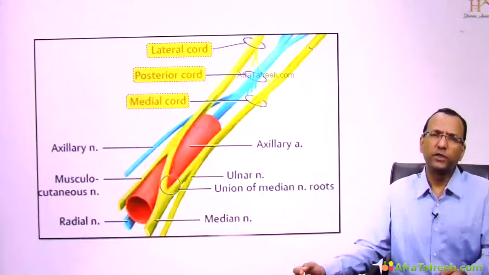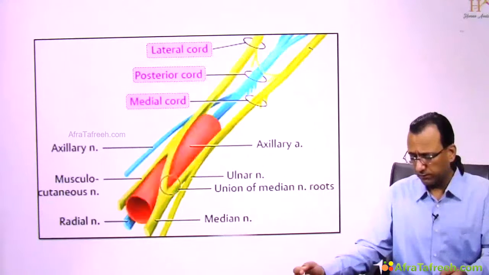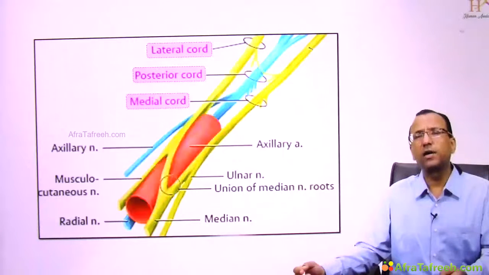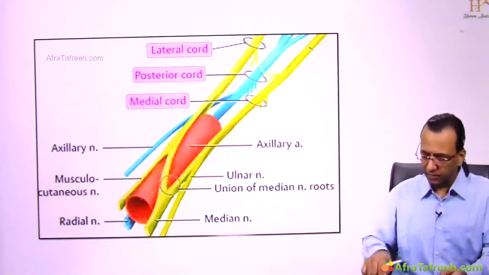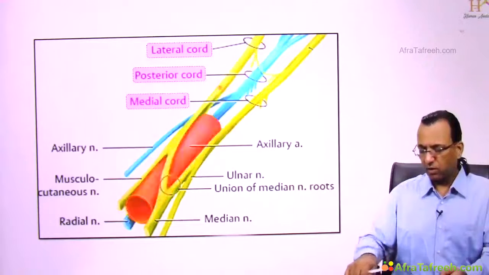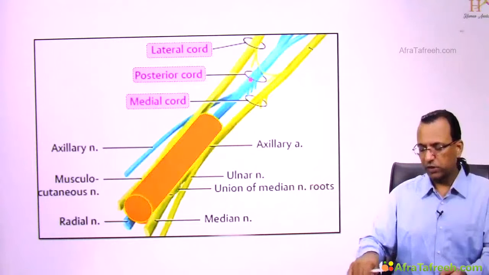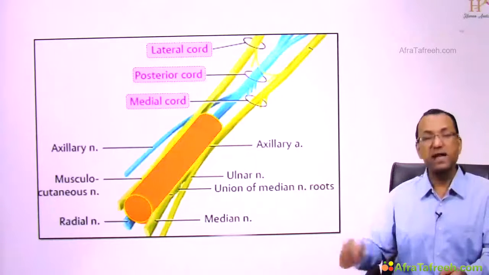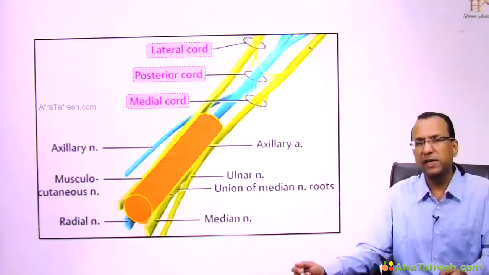So if this is the lateral, posterior and medial cord, what is each cord doing? These cords are actually related to the axillary artery in the axilla and are named accordingly. If the cord is lateral, posterior or medial to the axillary artery, hence they are named so. Yes, in the axilla is the axillary artery, and according to the relation they are named.